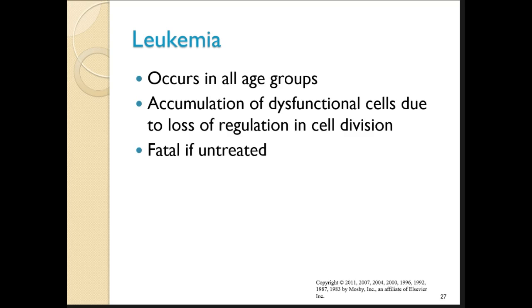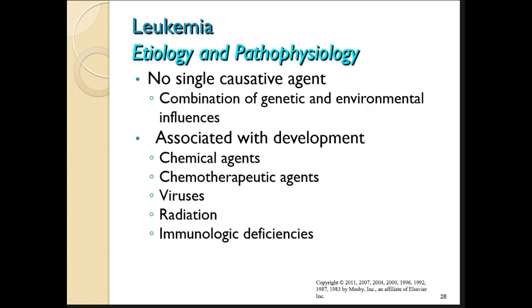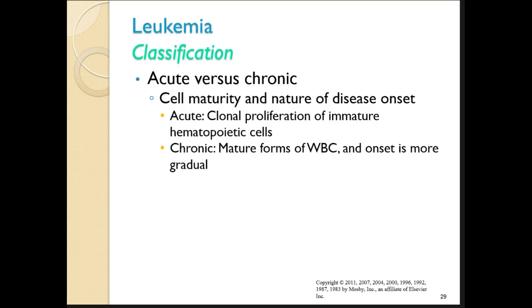Leukemia can be classified based on acute versus chronic diseases and on the type of white blood cell involved. The terms acute and chronic refer to cell maturity and nature of the disease onset. Acute leukemia is characterized by the clonal proliferation of immature hematopoietic cells.